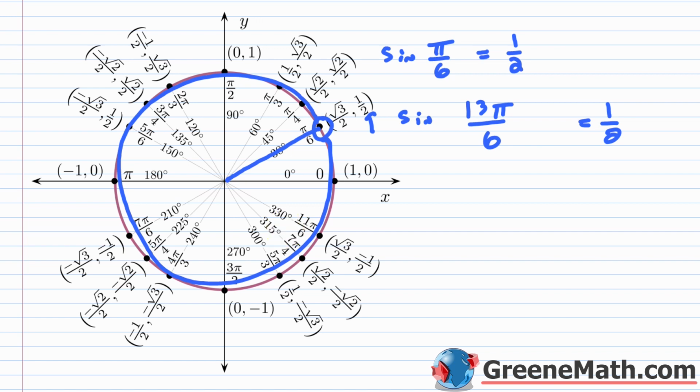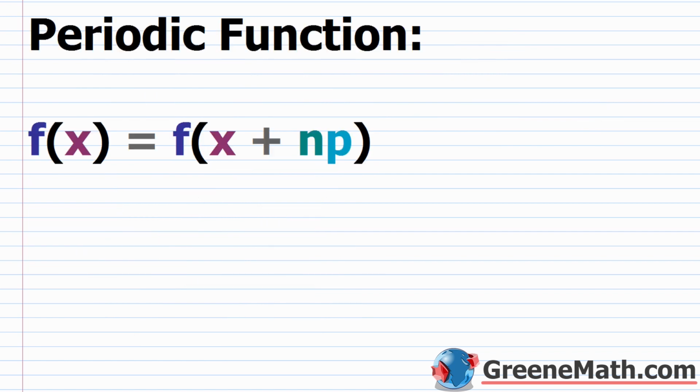So if we go back up to our little definition of a periodic function, you see we have f of x. X is just some member of the domain. In the case of sine or cosine, it would be any real number. This is equal to f of that same x value, plus n, which is some integer, times p, which is going to be our period, which in this case is going to be 2 pi. So I could say something like the sine of x is equal to the sine of that same x value plus some integer n times the period p, which is 2 pi. This is something that is very important to write down.